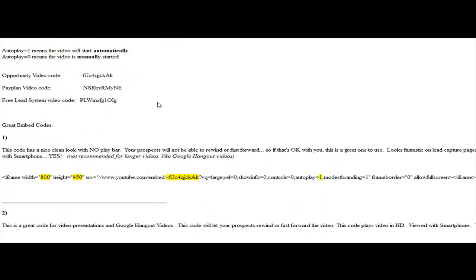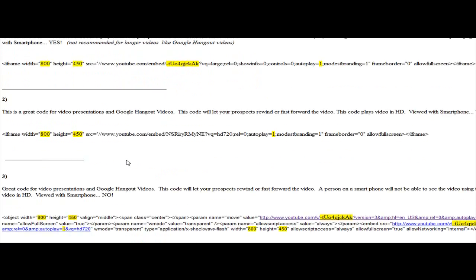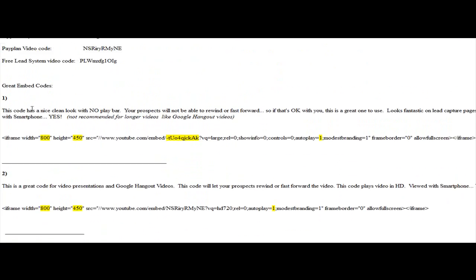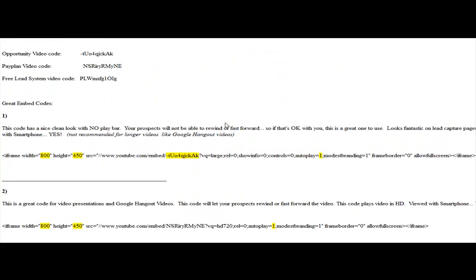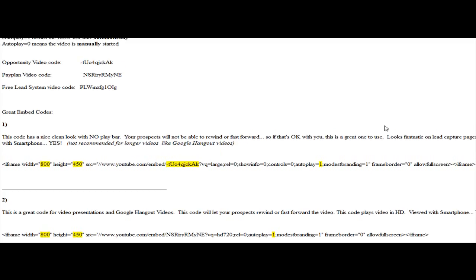But first I've got to pick which code down here I want to use. And if you'll notice number 1, it says this code has a nice clean look with no play bar. So your prospects are not going to be able to rewind or fast forward. If you're doing something like a Google Hangout, you're probably going to want your prospects to be able to do that. But this is just a video postcard. I just want them to watch the video. It doesn't matter to me that they can't rewind or fast forward with this particular video.